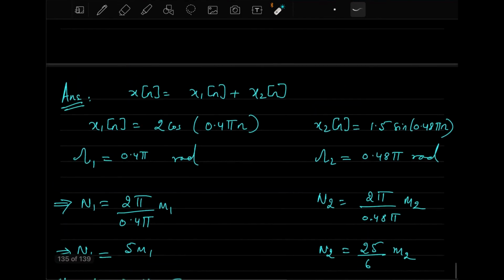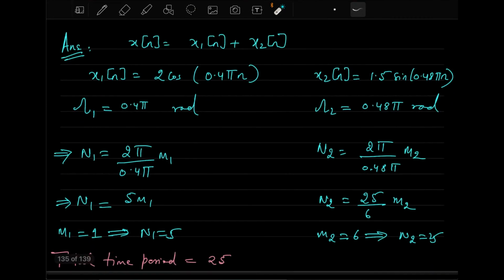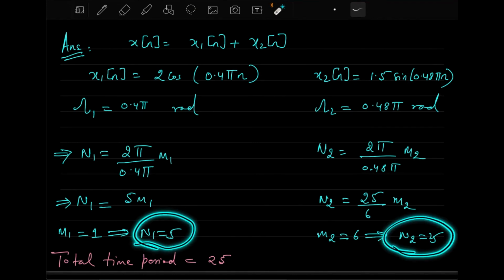Similarly, if you go for x2[n], we will get a value of 0.48 pi, and once you solve it, what you get is 25. As simple as that. Note that the minimum value of m2 required to make this particular value of n2 an integer is 6. So you can see that with 6 you are getting n2 as 25. The total time period when you combine both of them is simple: it will be 25.